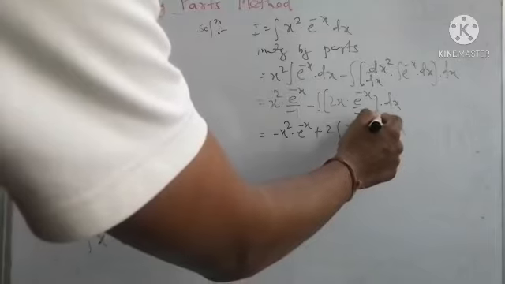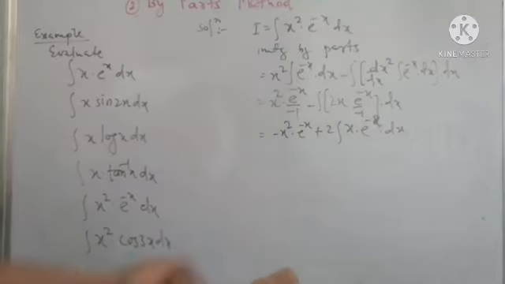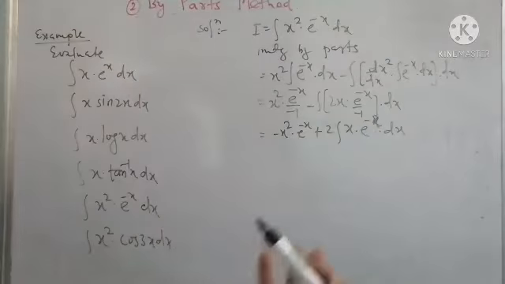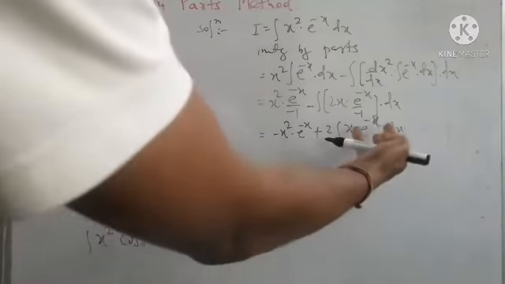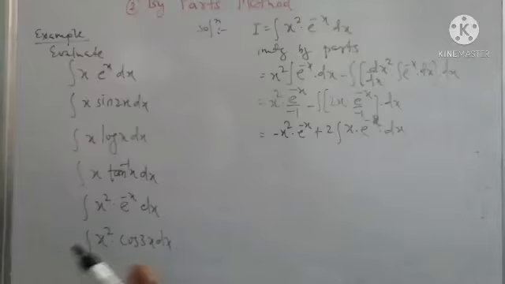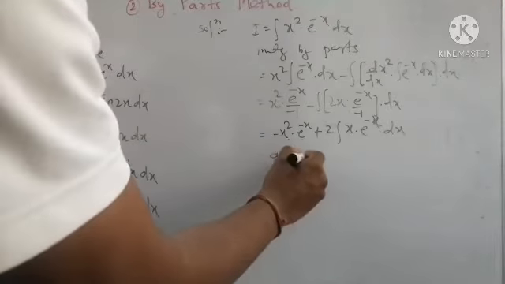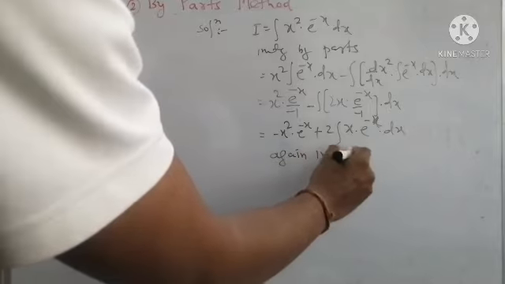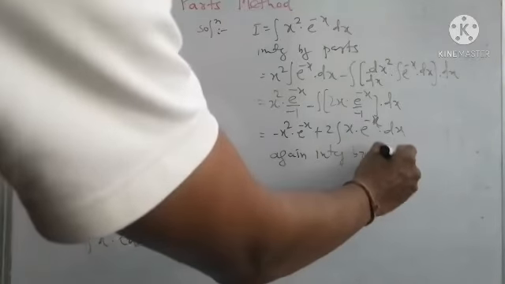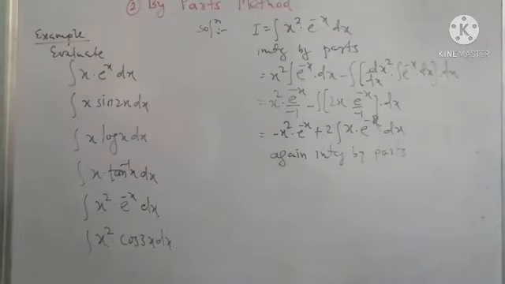Now see, this bracket is simplified and has to be integrated, but this integration again contains a product of two terms, so we have to take the by parts method again to integrate this. So again we apply integration by parts. Now the first term will be x and the second term will be e raised to minus x.